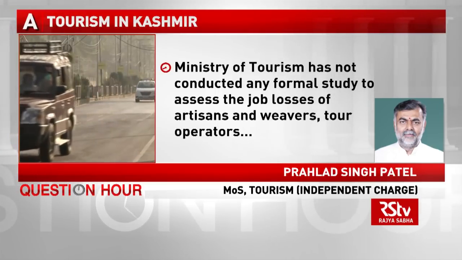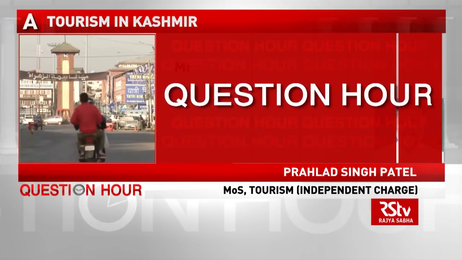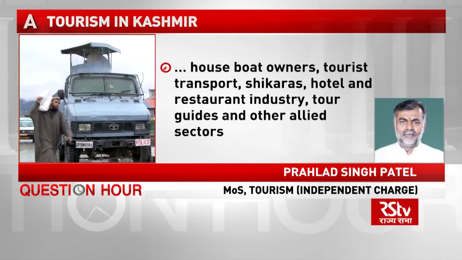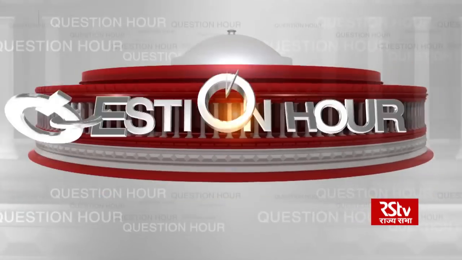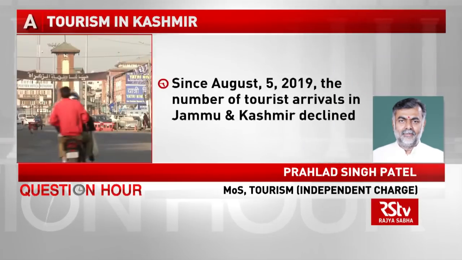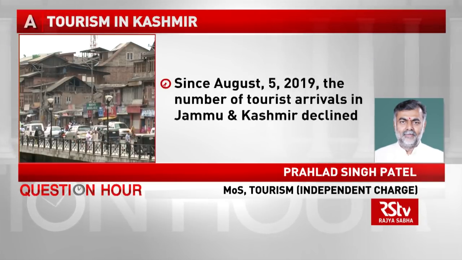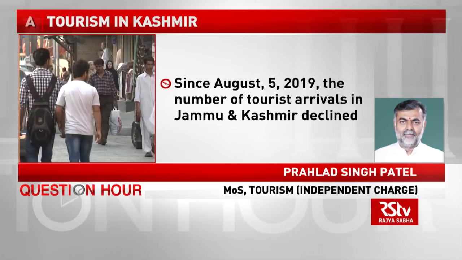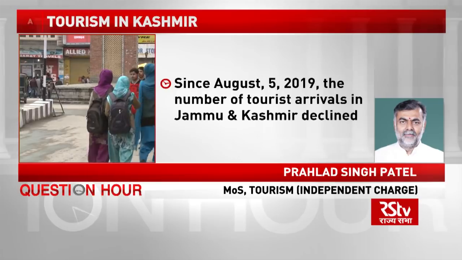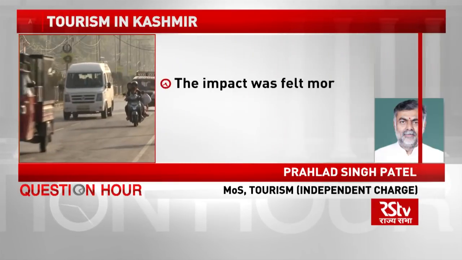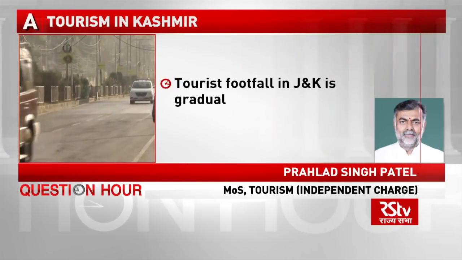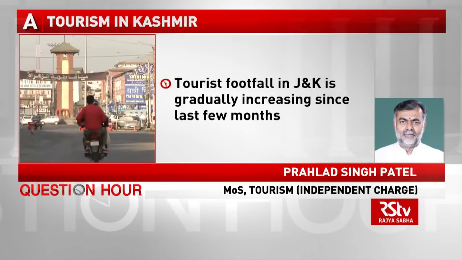The government also says that the Ministry of Tourism has not conducted any formal study to assess the job losses of artisans or weavers, tour operators, houseboat owners, shikara operators, the hotel and restaurant industry, tour guides and other allied sectors. With respect to job losses and financial aid to people dependent on the tourism sector, the Jammu and Kashmir UT administration has informed that since August 5th, 2019, when the abrogation of Article 370 took place, the number of tourist arrivals in Jammu and Kashmir declined. The impact was felt more severely in the Kashmir Valley than in the Jammu division. However, the tourist footfall in Jammu and Kashmir has been gradually increasing in the last few months.